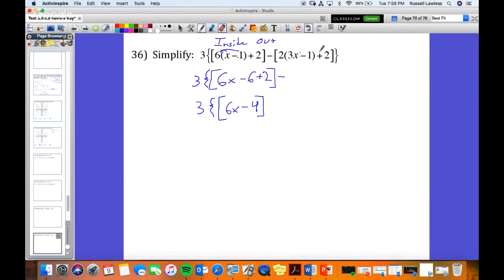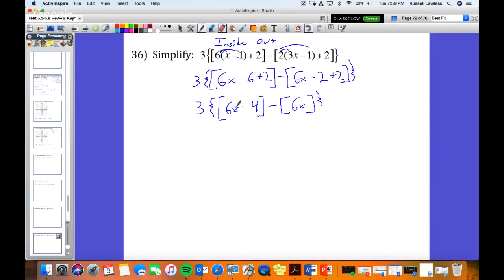Now, we did the left side. Let's do the outside. Does 3x minus 1 simplify? It does not. So what about the 2x times 3x minus 1 plus 2? That will. So we'll distribute the 2 to get 6x minus 2, and then add this 2. Then this minus 2 plus 2 should be 0, so it'll be 6x just by itself.